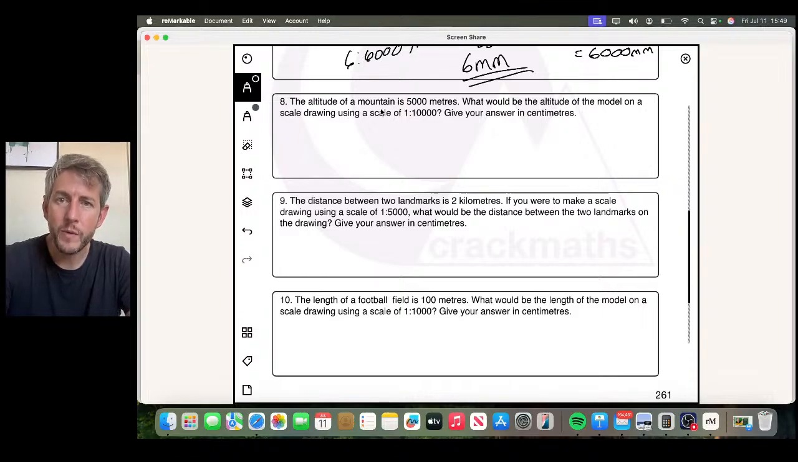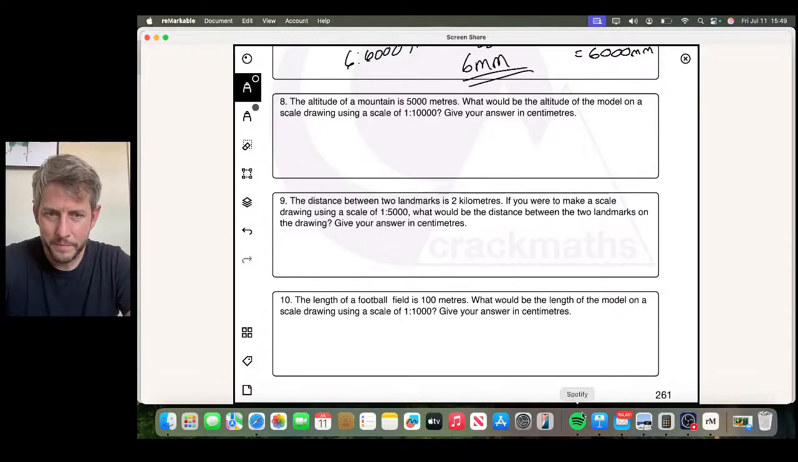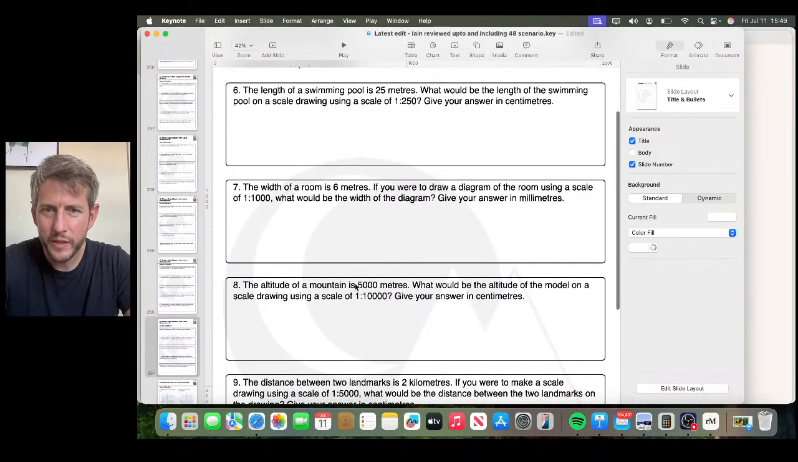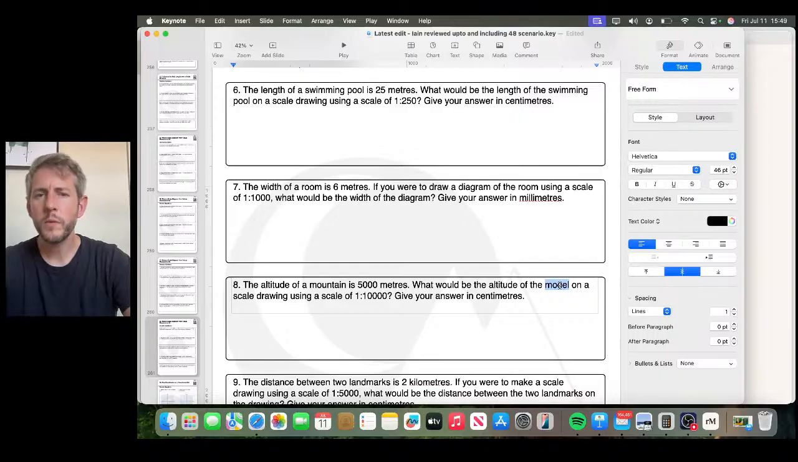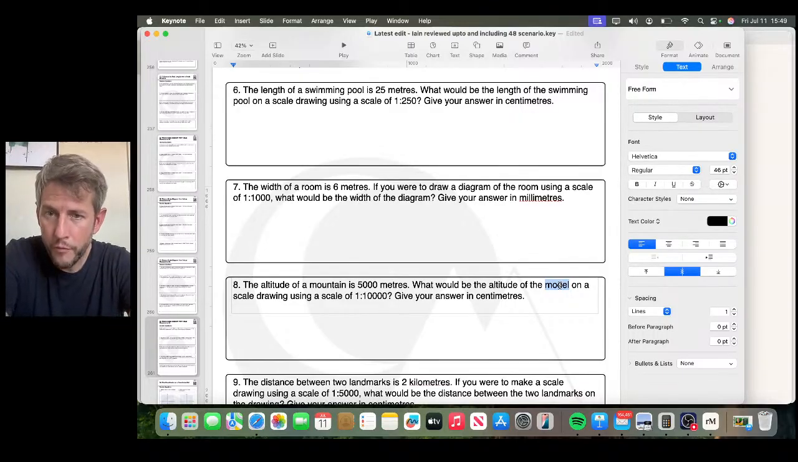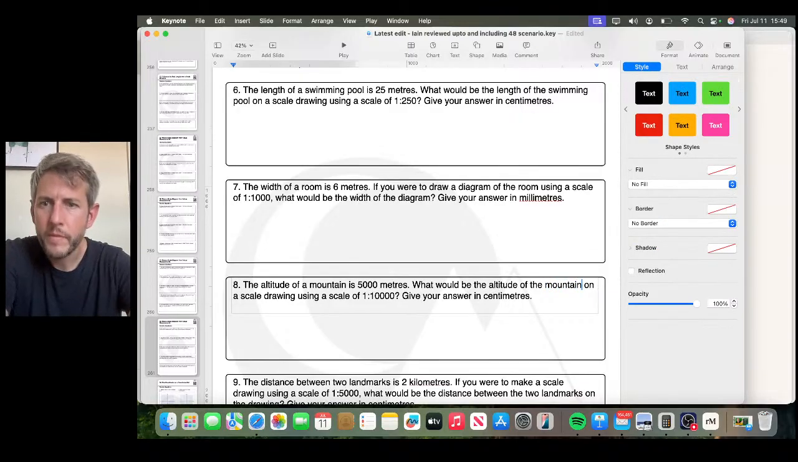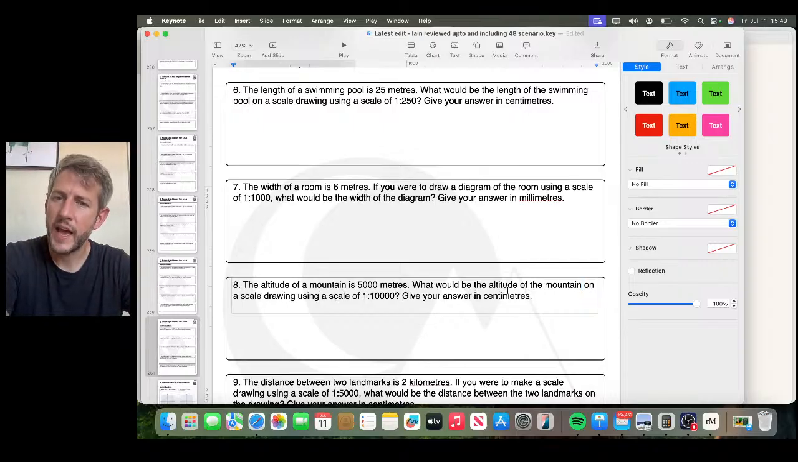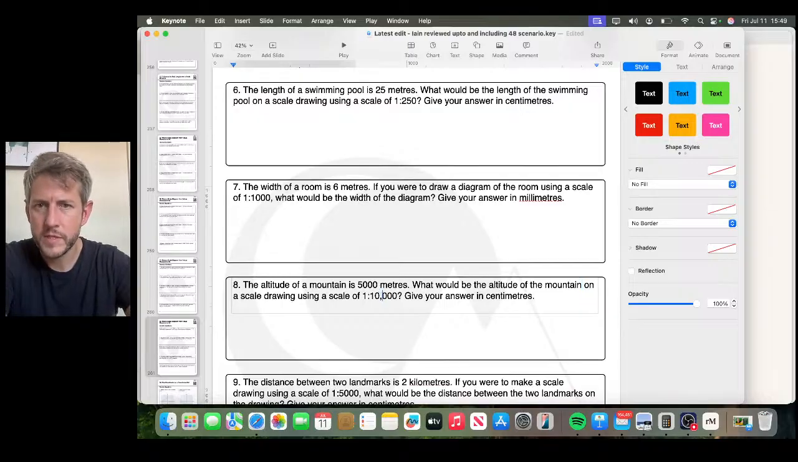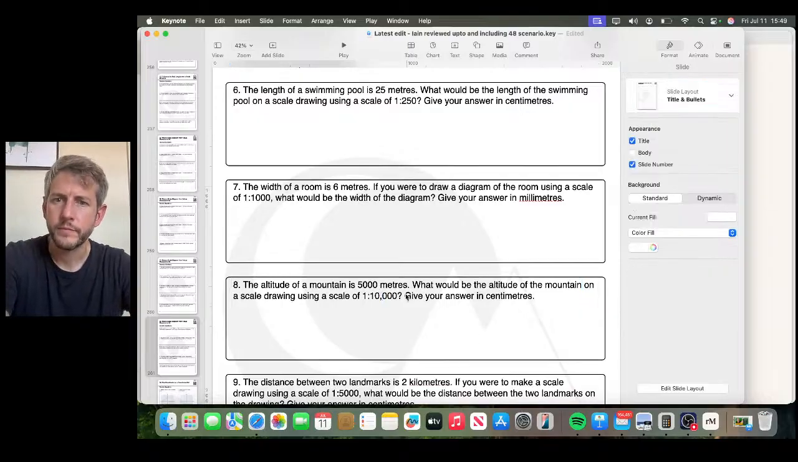Question 8. The altitude of a mountain is 5,000 meters. What would be the altitude of the mountain on a scale drawing using a scale of 1 to 10,000? Give your answer in centimeters.